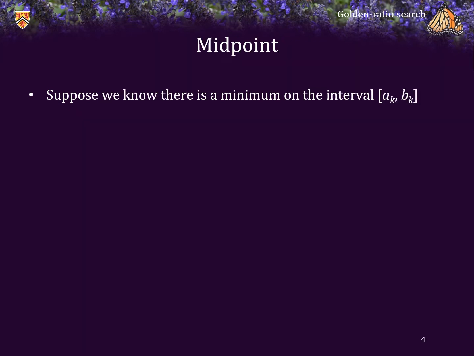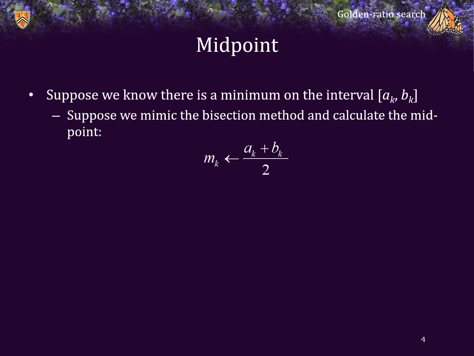All right, so let's say we've iterated a few times and we know that there is a minimum on the kth iteration of this algorithm. So we know that there is a unique minimum on the interval from A_k to B_k. Let's mimic the bisection method and calculate the midpoint. So the midpoint is the average of the two endpoints at the kth step. Question: does knowing the value of the function at this midpoint help us in any way to reduce the width of the interval over which we're searching?